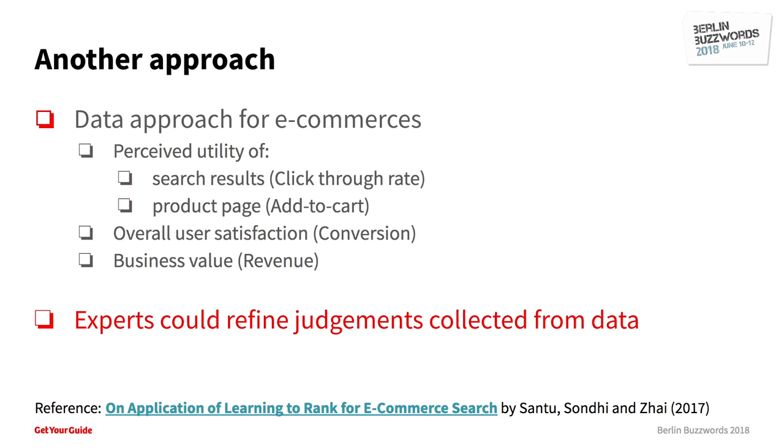This article here, by Sandhu, Sondi, and Zai, had very good arguments about applying learning to rank for e-commerce. It basically tells us, okay, if you want to measure relevance for e-commerce, let's redefine what relevance is. Relevance for e-commerce might include text relevance, but also something that covers your whole conversion funnel. It suggests that, in measuring relevance, you consider things like: you are a customer, you search, and on the search page you click on this product. So click-through rate might be an indication of relevance. If you move on to the product page and add to cart, this is even more relevant. And if you end up converting, it's even more relevant.